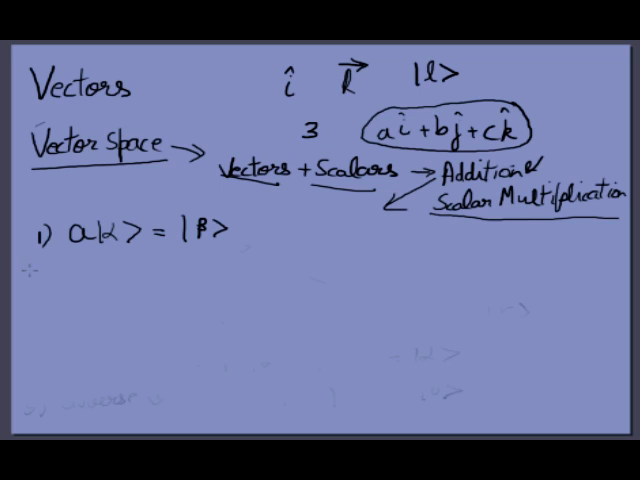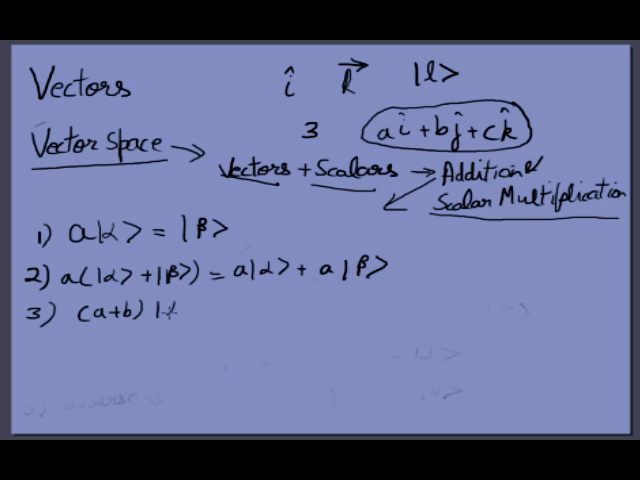The second rule is that scalar multiplication also has to be distributive, which means a times (alpha plus beta) should be equal to a times alpha plus a times beta. So you can open the brackets. The third rule is it should be distributive with respect to the scalar addition as well. This was just distributive with respect to the vector addition. The third rule is (a plus b) times alpha. Now remember, everything which is not in these brackets is a scalar. This should be equal to a times alpha plus b times alpha.